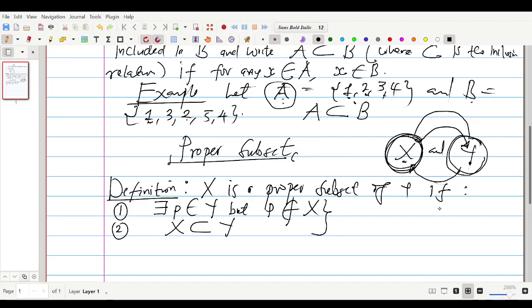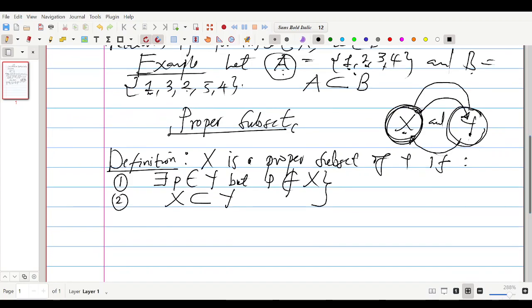Take note of that. The concept of a subset and proper subset are not the same. Though the concept of proper subset swallows the concept of subset, they are not the same. That is, a proper subset is a subset, but a subset is not necessarily a proper subset. Get that? Very, very important.